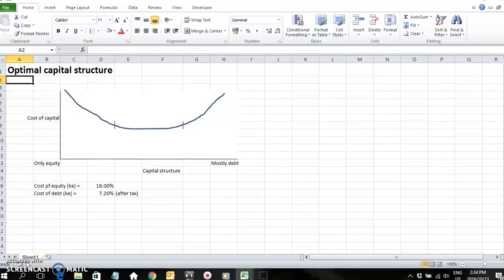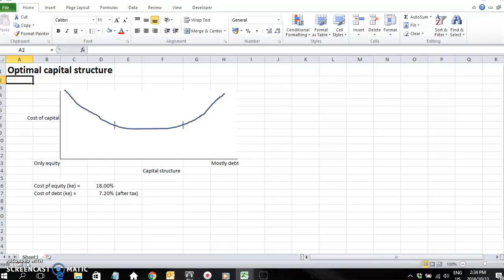Hi, in this clip we'll have a look at how to determine what the optimal capital structure is. So in the video on WACC, the calculation of WACC, you saw we use either the target capital structure to determine the weightings of the debt and equity, or we can use the market values or the book values of the different components, i.e. debt and equity. So what is the target or optimal capital structure?